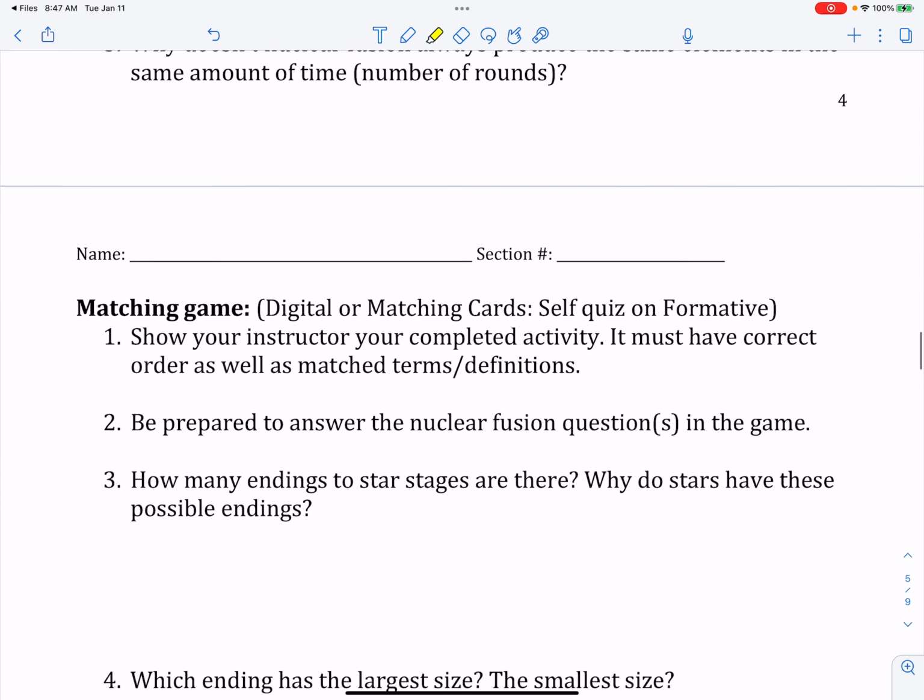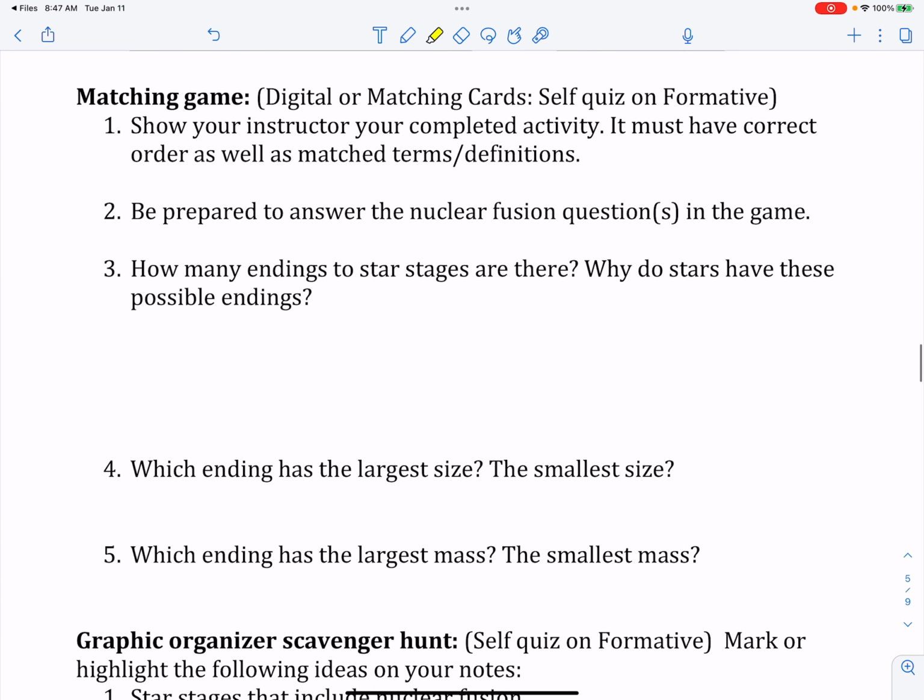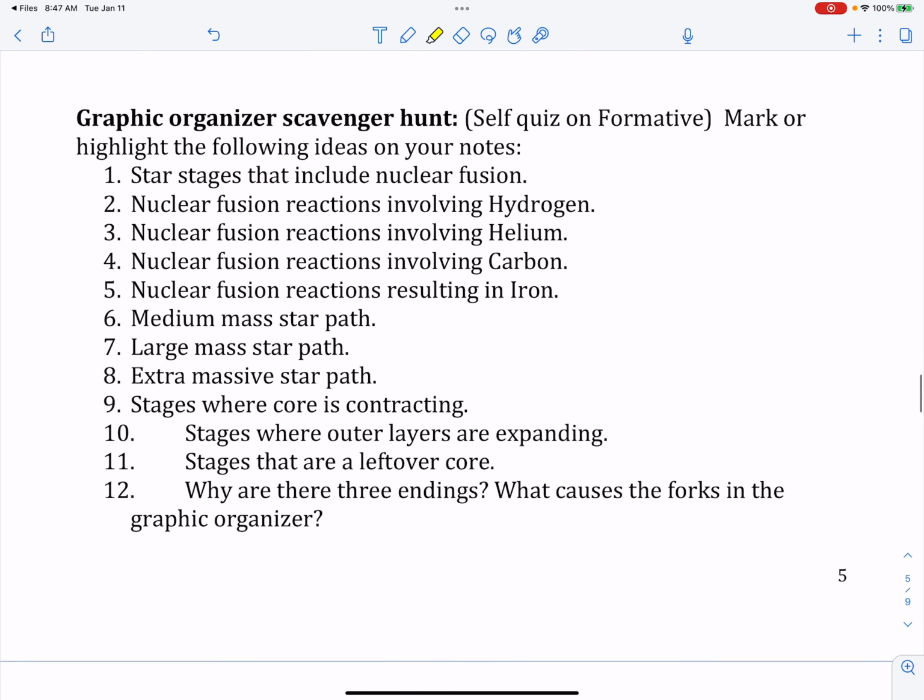The next activity, that matching game, just has the vocab terms and definitions written on something similar to a flashcard. You're trying to match those up and put those in order. So you'll be working with your partner on that. There is a question in the game, so if you have your instructor check your work, know that there are some questions your instructor may ask you about that.